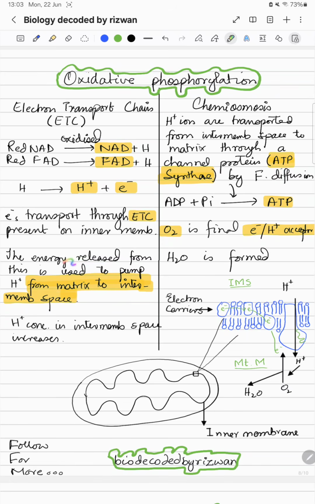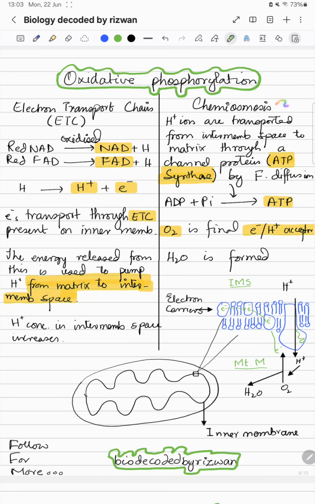Now this process releases some energy which is used to pump hydrogen ions, or in other words protons, from matrix, from here up to the intermembrane space. Now this is how protons are transferred, and why energy is required here is because it is active transport which is occurring. Now this process is going to increase the hydrogen ion concentration in the intermembrane space. That is what electron transport chain is.